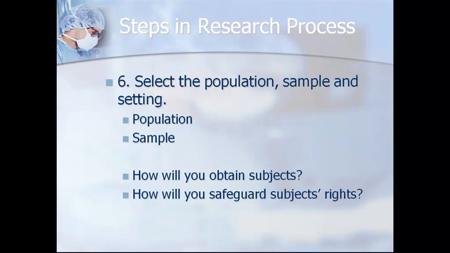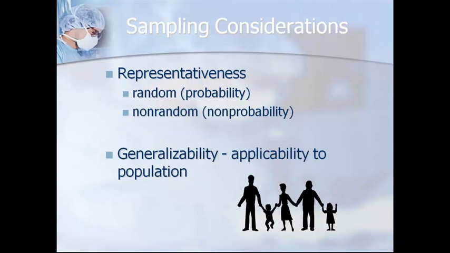Step 6. So we're going to select a population, sample, and setting. A population is going to be all possible members who meet the criteria for your study. The sample is going to be the subjects from whom the data is going to be collected. And then you have to think about how you might obtain your subjects. So it can be a random sample, a sign-up, an advertisement in a newspaper, collecting people or data from people at work, or in a certain healthcare setting. And then how are you going to safeguard their rights? That's always important to think about in a research situation.